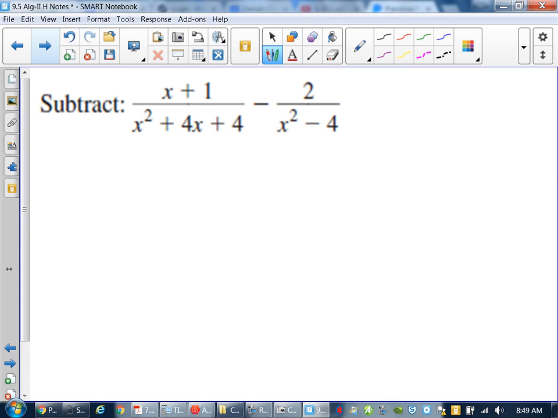So as I write this problem down, what I would do is I'd write down x plus 1 over, well, what times what's 4 that you add together to get 4? 2 and 2. So I would be writing this problem down as this: x plus 1 over x plus 2, x plus 2, minus 2 over, well, that's a difference of squares, isn't it? So it has x plus 2, x minus 2.